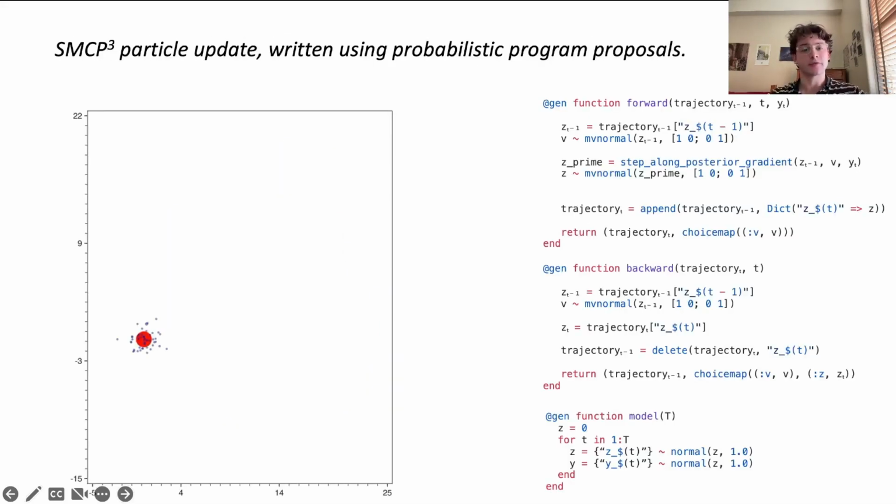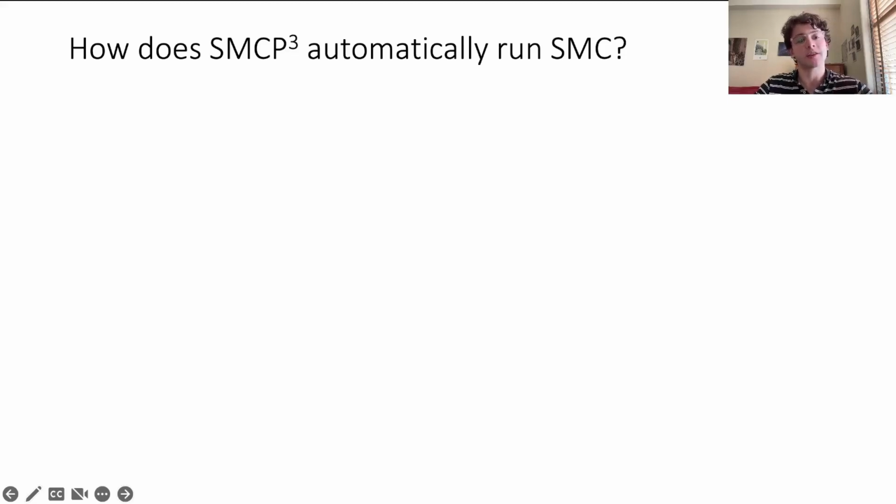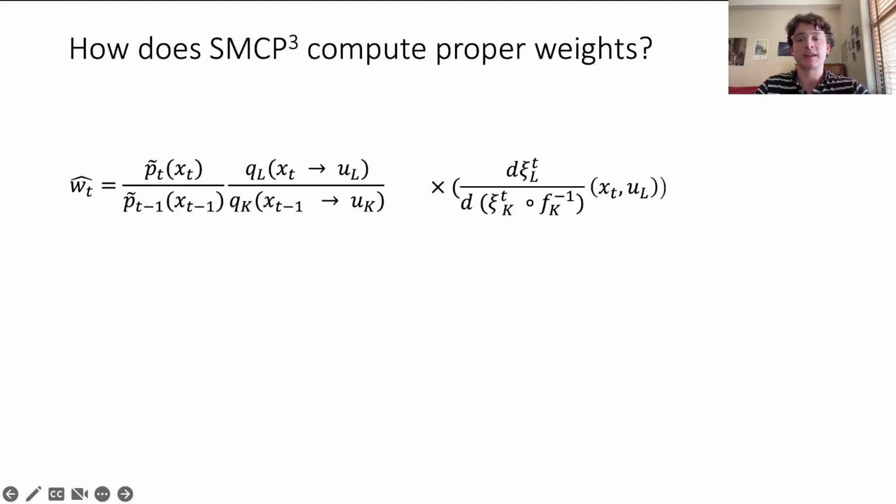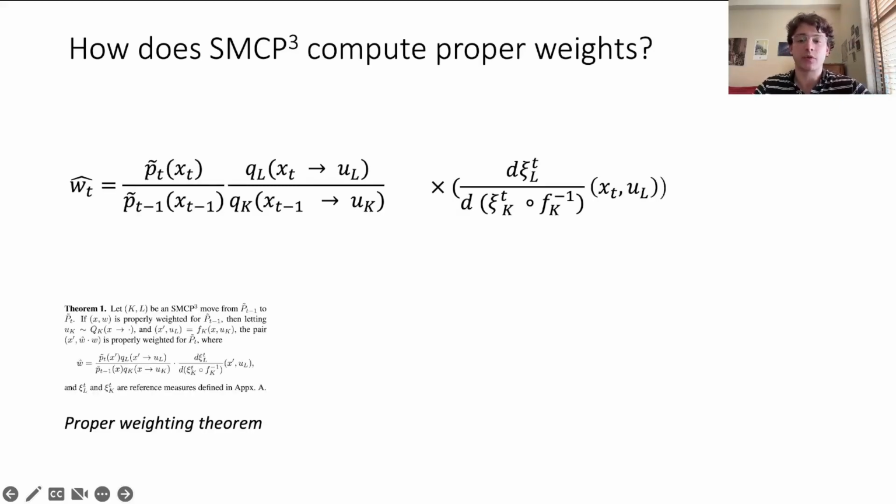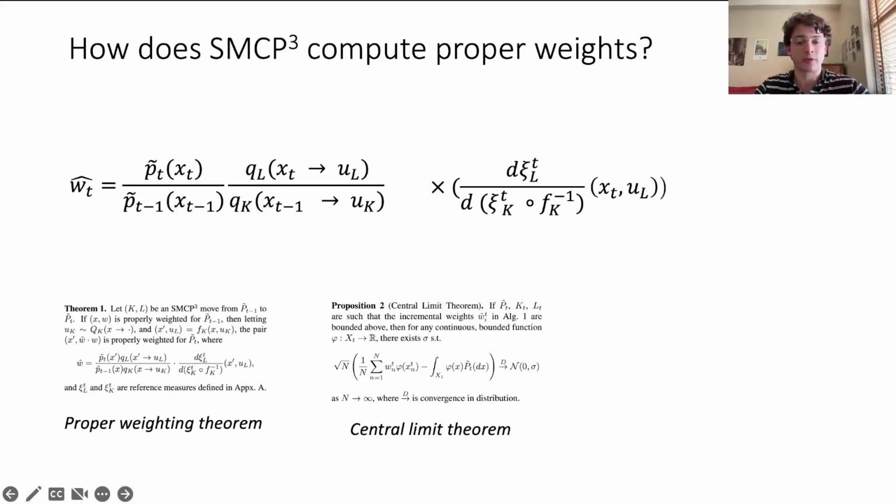How can SMCP3 be automated? Well, to update a particle is easy. We just plug it into the forward proposal and see what updated particle it outputs. So the real question is how we can compute particle weights for these updates. And in the paper, we prove that if you update particle weights via a particular expression, you get a properly weighted SMC algorithm with all the normal convergence guarantees you'd expect from SMC.